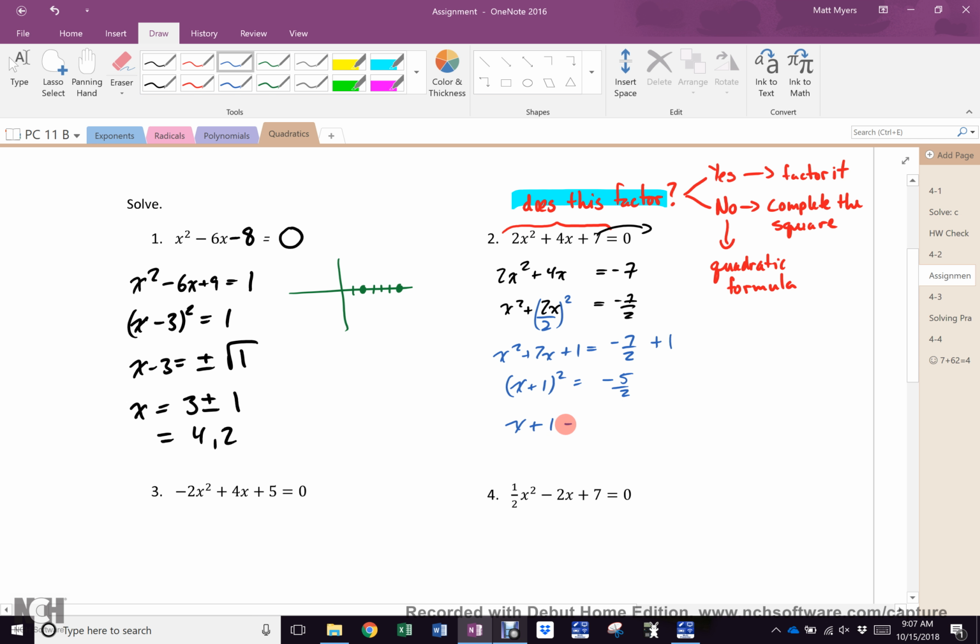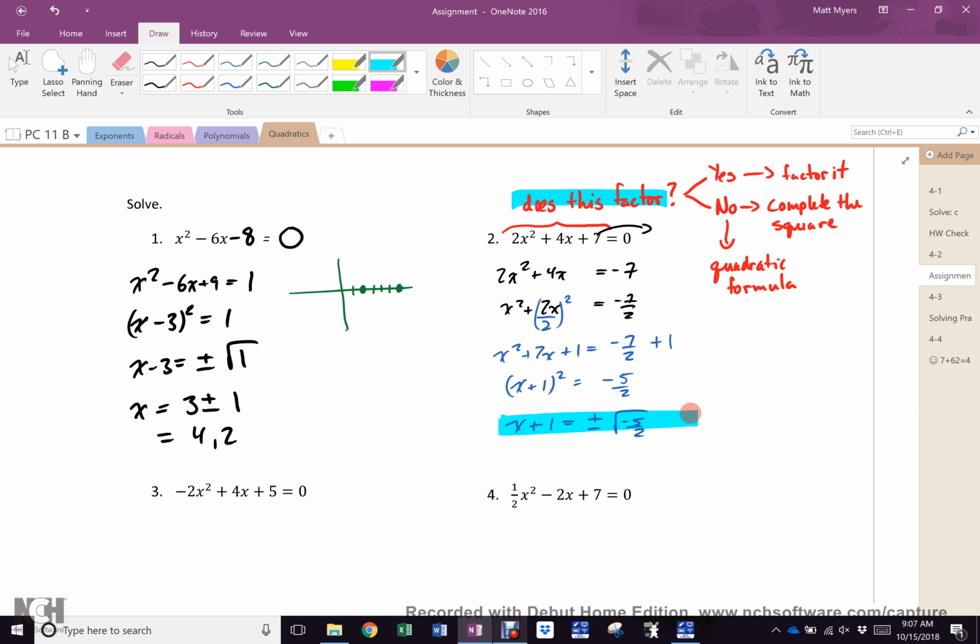x plus 1 equals plus or minus the square root of negative 5 halves. Why must I stop there? What allows me to stop there? This is knowledge from previous classes. Has nothing to do with grade 11. Pardon me, Burke?